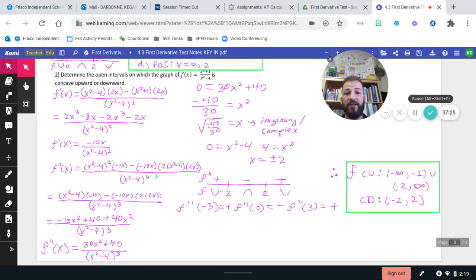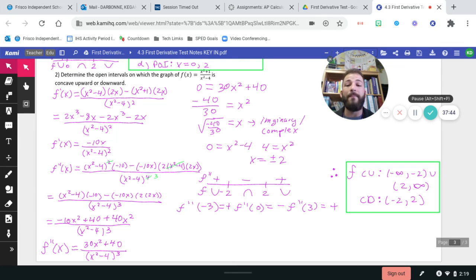And, you know, this is what I meant in chapter 3, where you don't have to simplify things, but sometimes you're going to have to simplify your derivatives because you want to do something with them. So this is that time where now you need to be able to simplify your derivatives so you can do things with them. So 30x squared plus 40 over x squared minus 4 cubed, rational function.